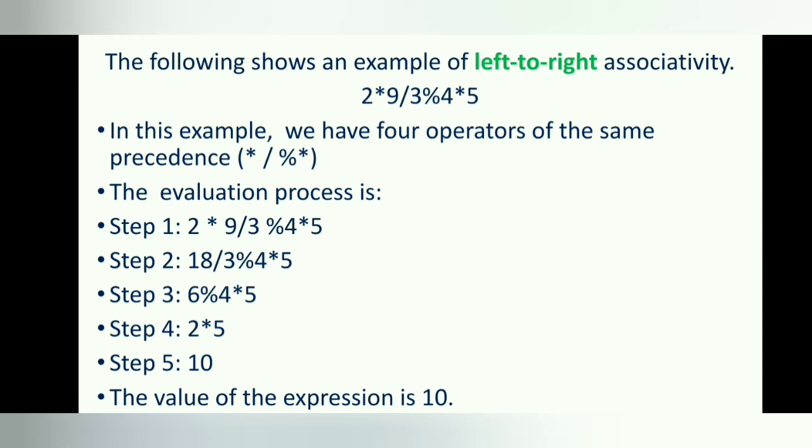The percentage sign in Python is called the modulo operator. It returns the remainder after dividing the left hand operand by the right hand operand. Here 6 is divided by 4, that returns 2 as the remainder. Now the expression is 2 times 5. In step 5, 2 times 5 is 10. The value of the expression is 10.